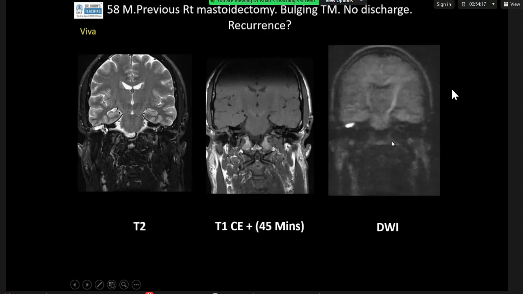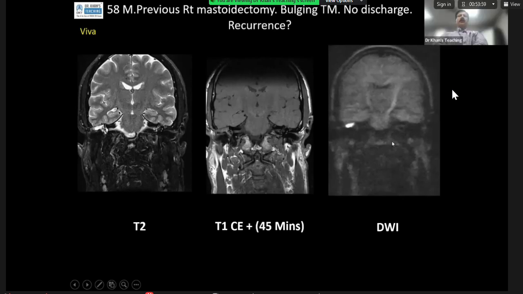So my conclusion is that there is a soft tissue mass that is bright on T2 and doesn't show significant enhancement on post contrast, but is showing some restriction. So the conclusion is it's going to be a cholesteatoma because it restricts.